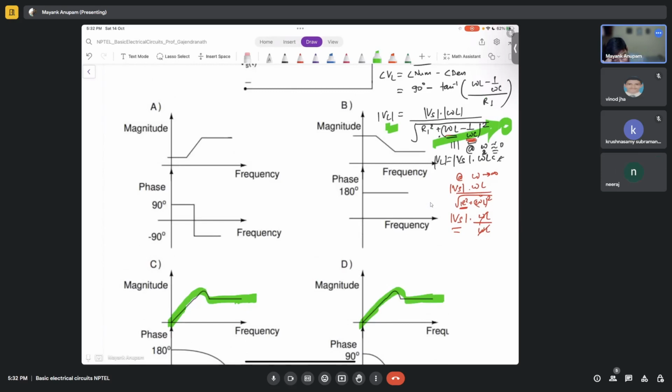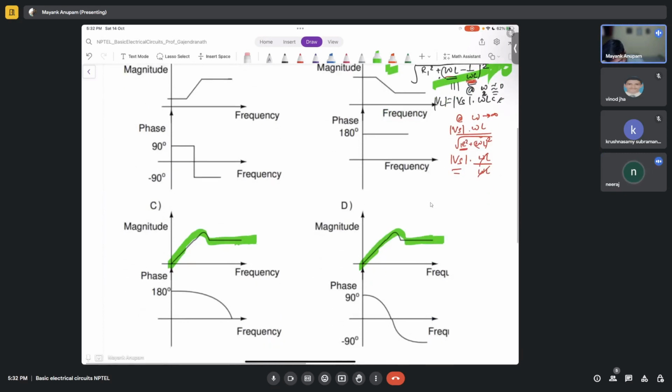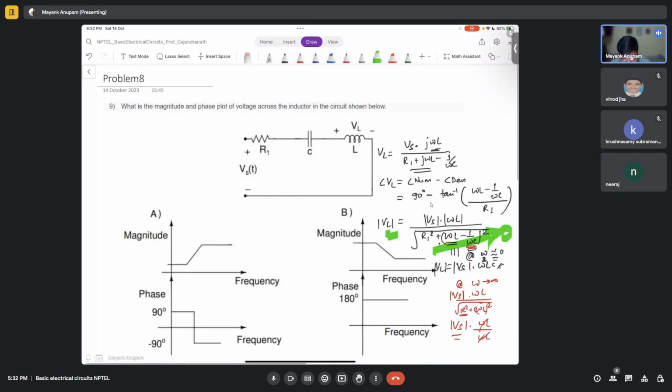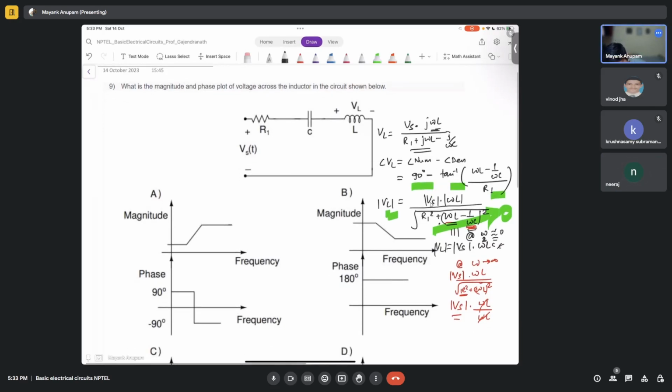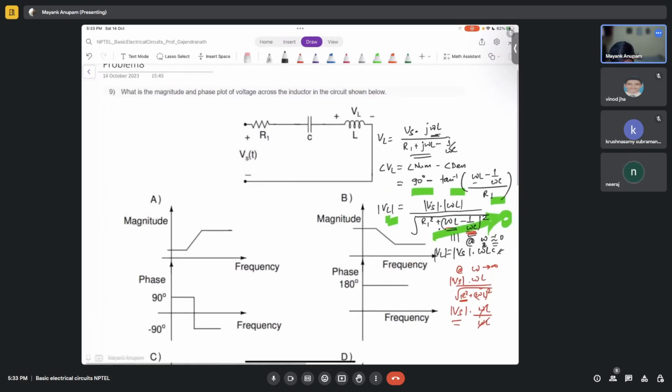But now we also have to find out which phase. What will the phase characteristic of this VL be? So what is the phase here? 90 minus tan inverse of (omega L minus 1 by omega C) by R, right? So what is that? At very low frequency, when omega is very less, or when omega is actually equal to 0, what will be the angle here?